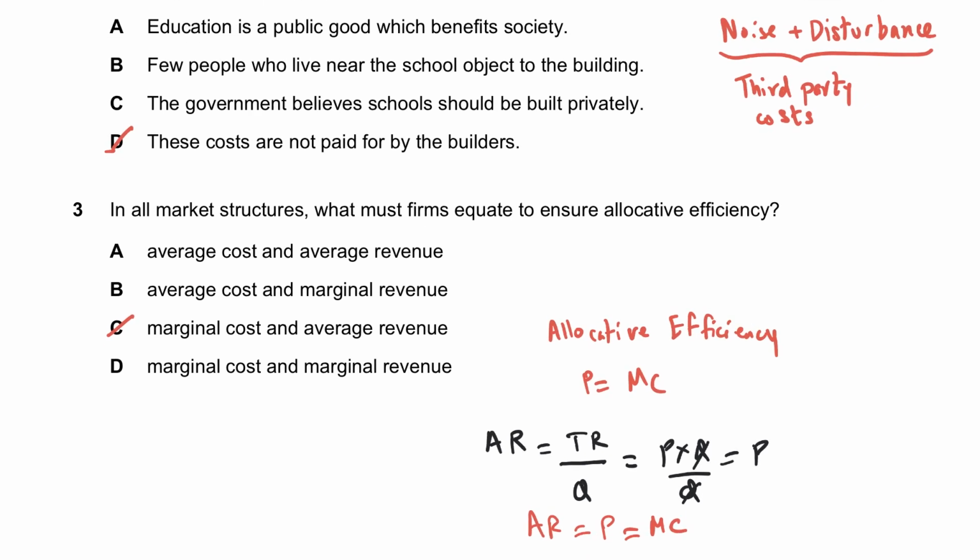In the third question, they say in all market structures, what must firms equate to ensure allocative efficiency? The answer is C. Well, we know this. For allocative efficiency, the condition is price equals marginal cost. Now, price is actually AR. Why? Because AR is simply total revenue divided by quantity, right? So total revenue is price times quantity over quantity. So we get the Q cancelled. So AR is simply price. So this can also be written as AR equals MC, and that's why, what must firms equate to ensure allocative efficiency? The answer is marginal cost and average revenue, which is simply saying marginal cost and price.